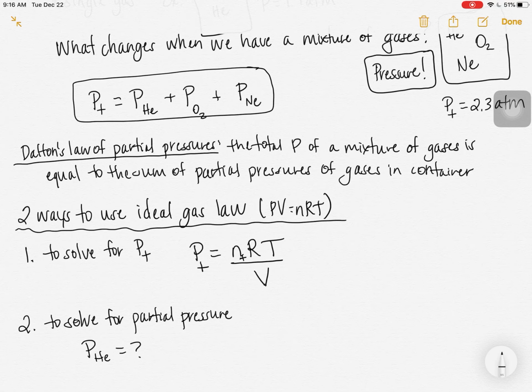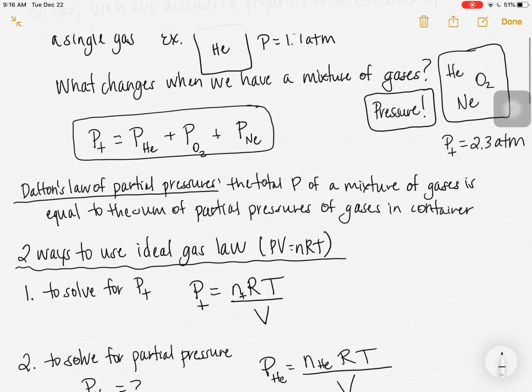So I can use the ideal gas law, but this time, if I'm going to look for the partial pressure of the helium and just the helium, then one of my variables is going to be subjected to just that individual gas. And that would be the moles of helium. Because if I want the partial pressure of helium, then I don't really care about how many O2 and how many Ne are in there, because it's just the helium contributing to the partial pressure of the helium.